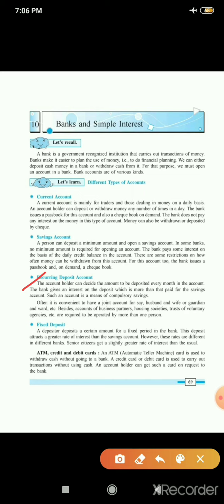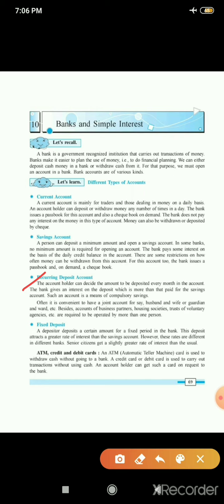Such an account is a means of compulsory saving. So it is a very good habit of saving money. Every month you can deposit a certain amount which you have decided. So it is compulsory saving.